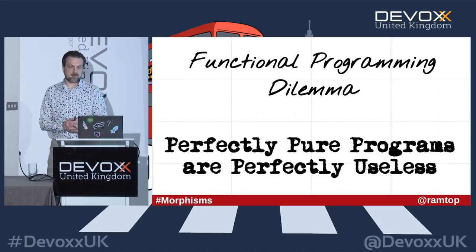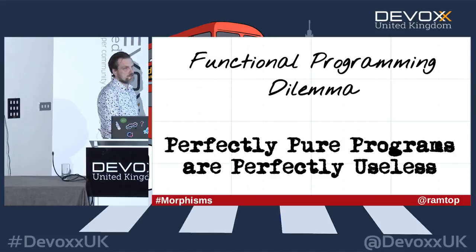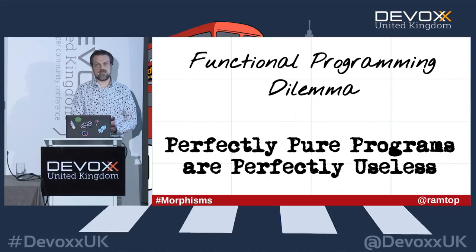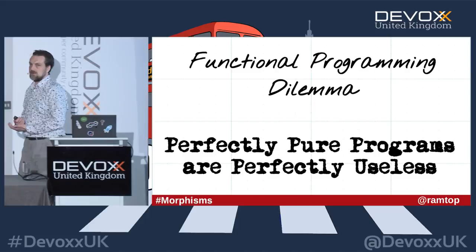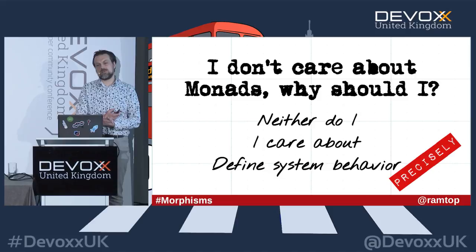So the functional programming dilemma is how functional we want to be. And if we are perfectly pure, programs are perfectly useless. So we don't really want to be too purely functional, because the main point at the end is always to return value to the user, not just enjoy mathematical stuff. And the other classical question is, I don't care about monads, why should I? And me too, I don't care about monads.